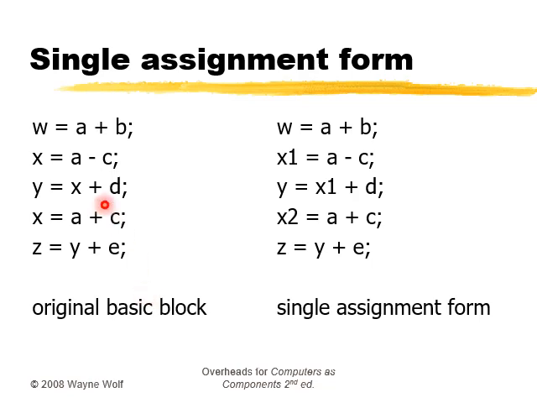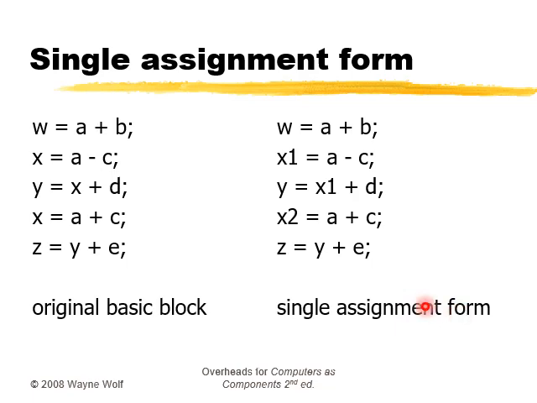We need to rewrite the code in a single assignment form. So this is a single assignment form. w is never getting affected, x1 is never getting affected, y is never getting affected, x2 is never getting affected. Here we were losing the value of a - c. So this is the single assignment form of the basic block.